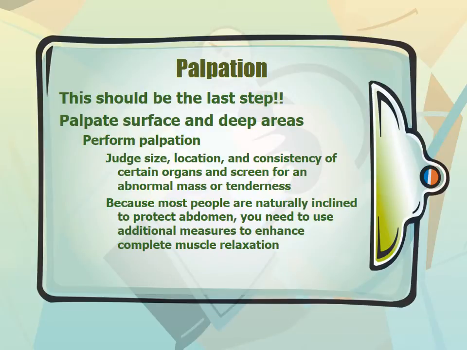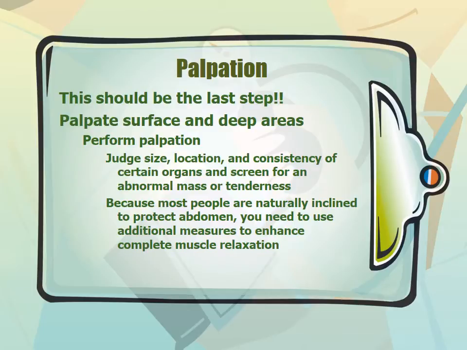Palpation. This is our last step, right? We are going to palpate the surface and we are going to palpate deeply. When we perform palpation, we are trying to judge the size, the location, and the consistency of certain organs. This is helping us to screen for any kind of abnormal mass or any kind of tenderness that that individual might have because of a disease process.